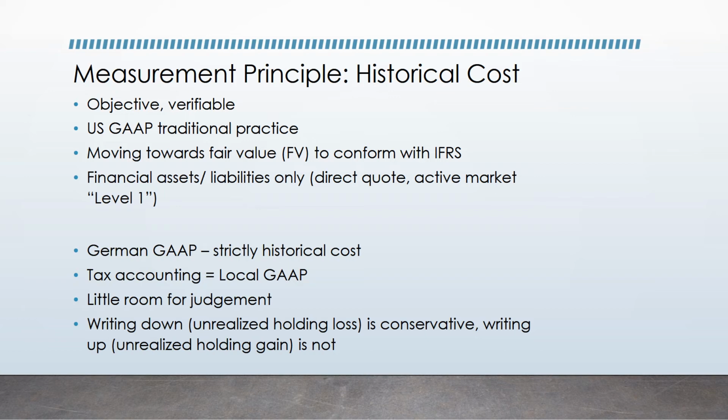So historically, a lot of European countries strictly used historical cost. German GAAP is an example of that. If you recall, German GAAP is also a tax-based system. It's very conservative. Tax accounting tended to be the same as local GAAP. There's not a lot of room for judgment. German companies have typically been financed with debt financing through banks, and that's why it tended to be more conservative. So they were inclined to write down things, but not write them up.